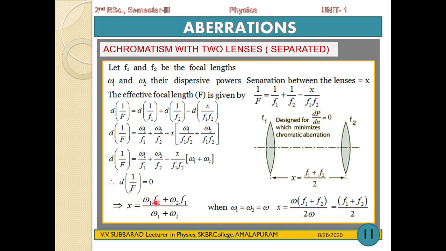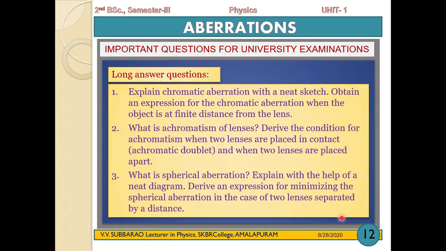Suppose both the lenses are made of the same material, then we replace omega 1 and omega 2 by omega and this expression changes to x = (f1 + f2)/2. That means the distance that should be maintained between the two lenses is equal to the mean of the two focal lengths. With this, we came to the end of the syllabus for unit 1, that is aberrations.